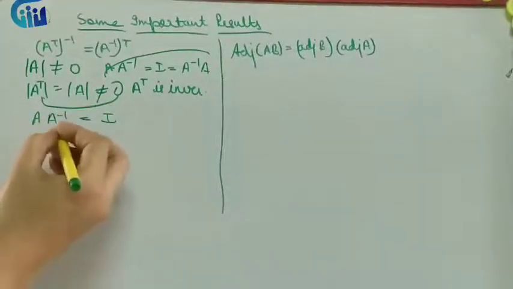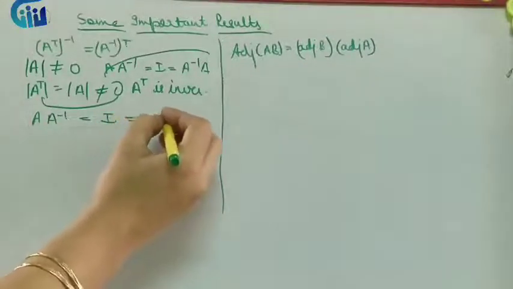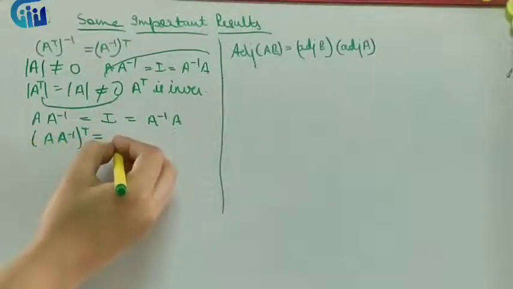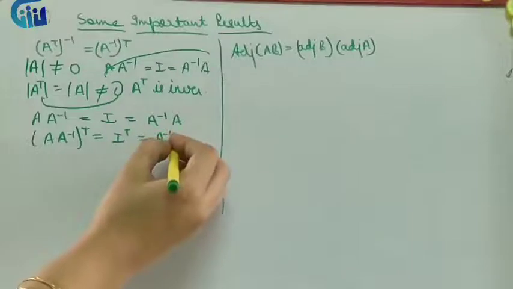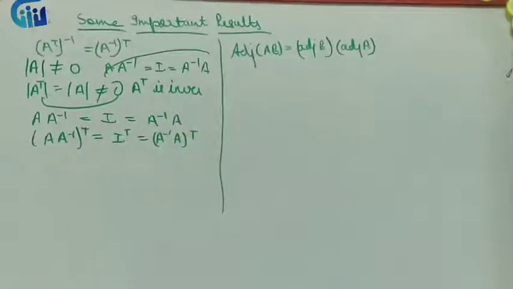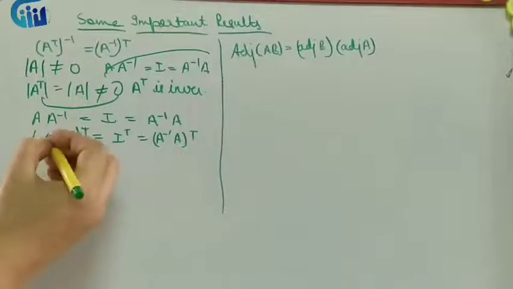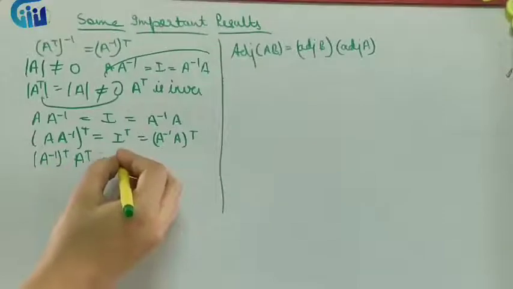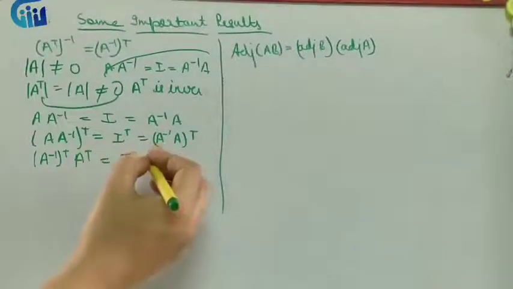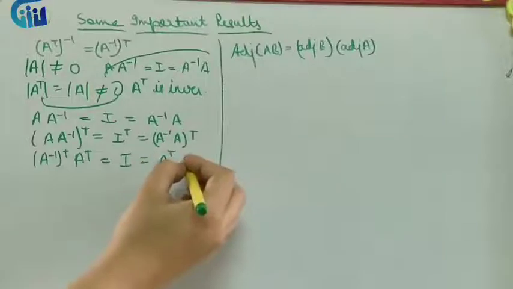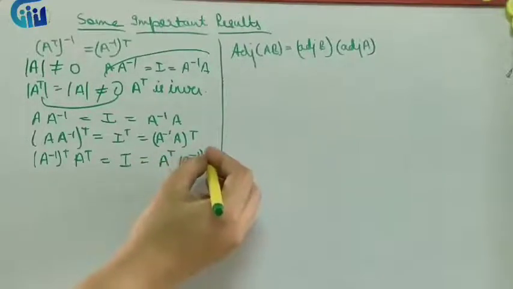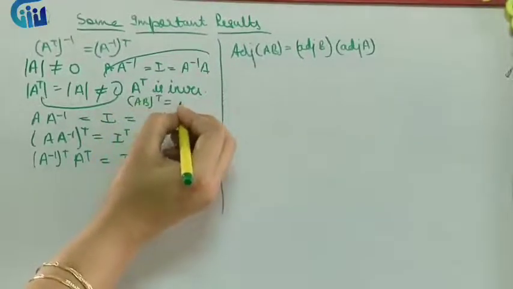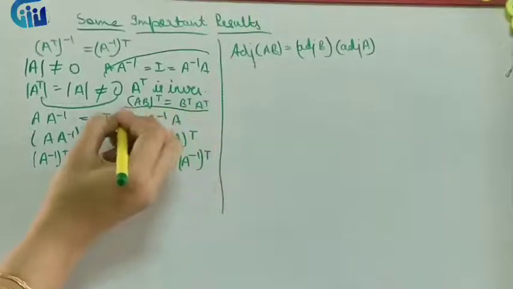Now what we will do, we will take the transpose of both the sides. I can do it for both the results, so I'll take the transpose of all the three. Now what do we know? AB whole transpose is equal to B transpose A transpose. Transpose of identity will be identity only. Over here also, A transpose A inverse transpose, because we know that AB whole transpose is equal to B transpose A transpose. This is the result that we know.